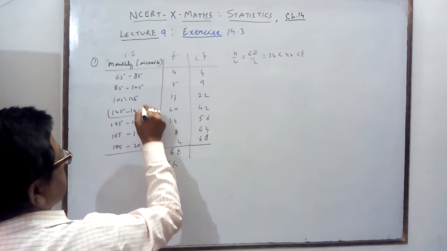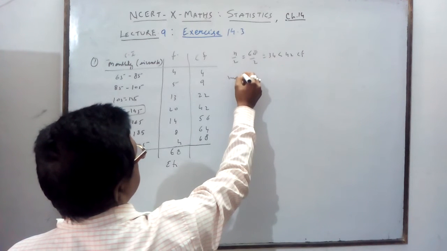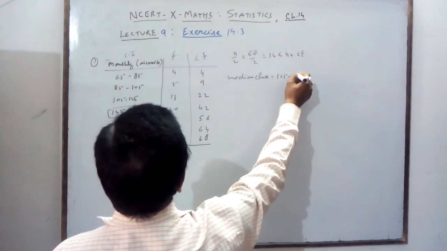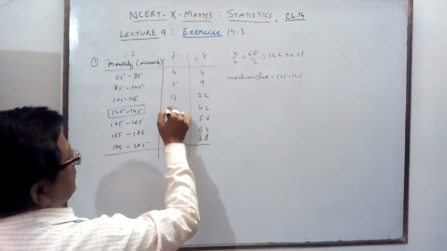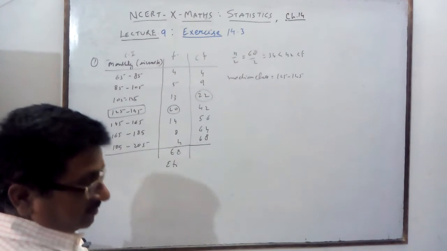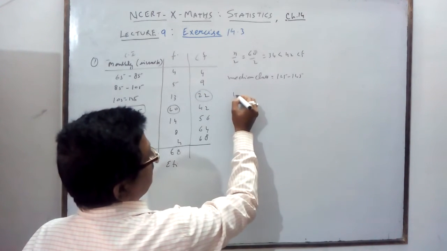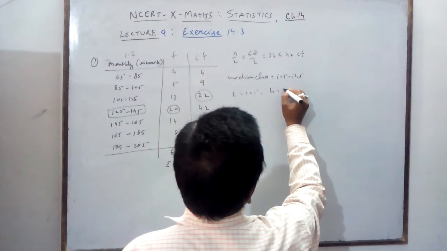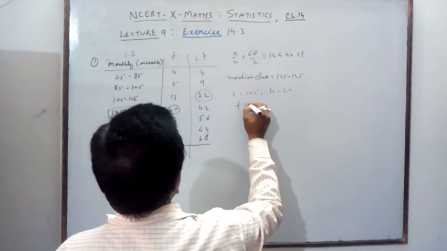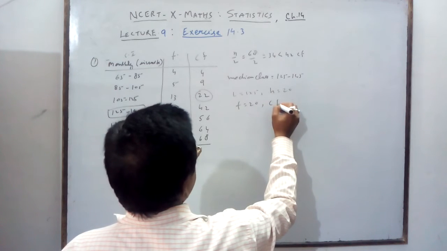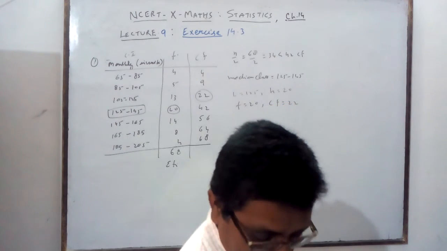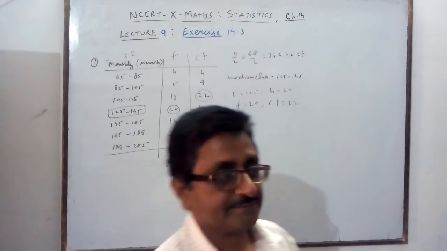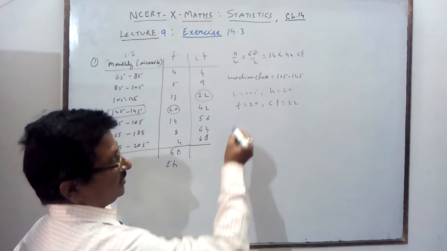It means the median class is 125 to 145. Its frequency is 20 and the CF before it is 22. So L is 125, H is 20, F is 20 and CF is 22. After getting these, you have the median class.